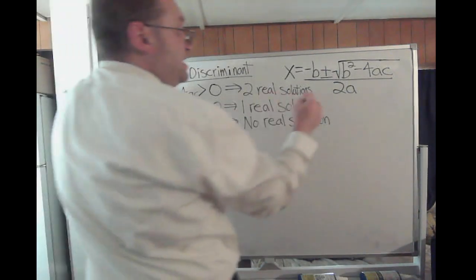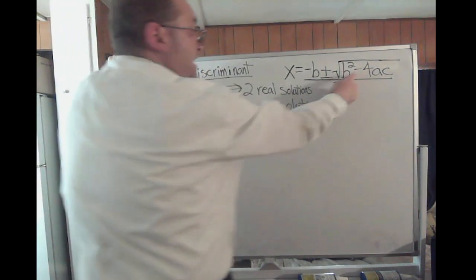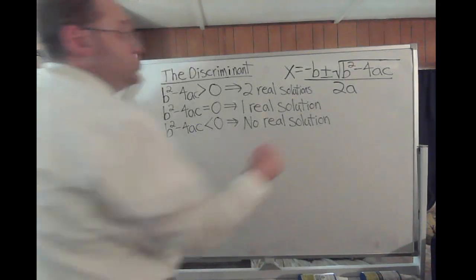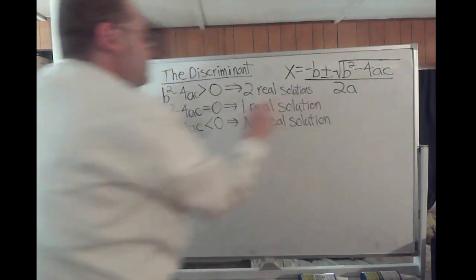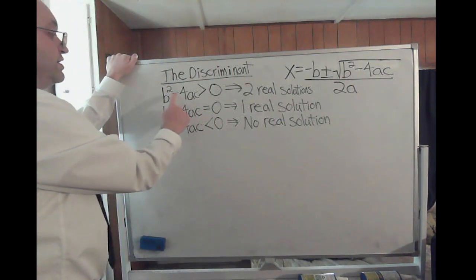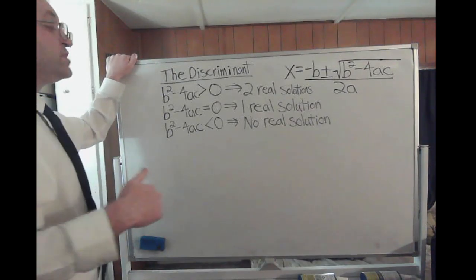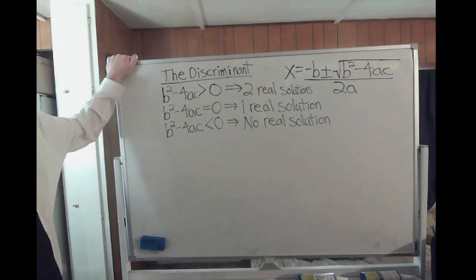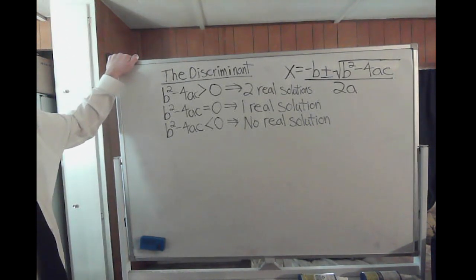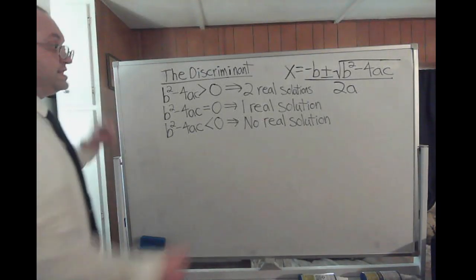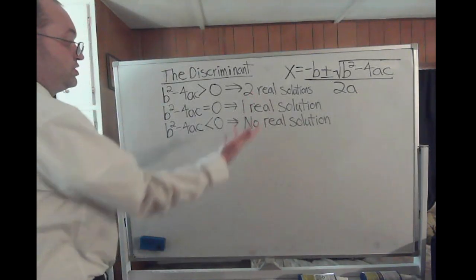The discriminant is this portion under the radicand of the quadratic equation. It's just that b squared minus 4ac portion. That's called the discriminant. The reason it's called that is because it discriminates. It discriminates in a way that tells you how many real solutions you're going to have.